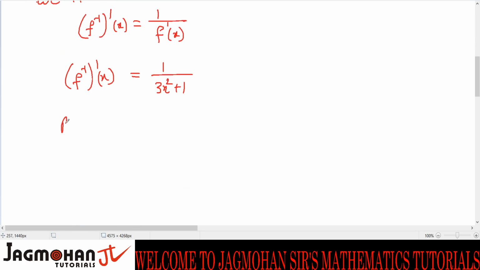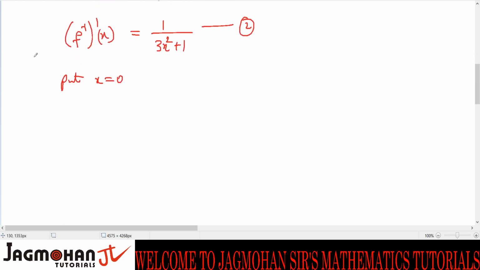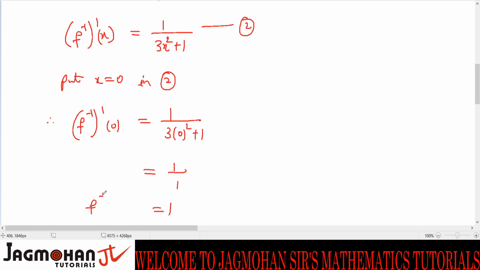I write here, put x equals to 0. I write this as 2 and the earlier one as 1. So putting x equals to 0 in 2, you get f inverse dash 0 is 1 upon 3 into 0 squared plus 1. That is 1 upon 0 plus 1, so the answer is 1. F inverse dash 0 is 1. This is the final answer. I hope you are getting it.